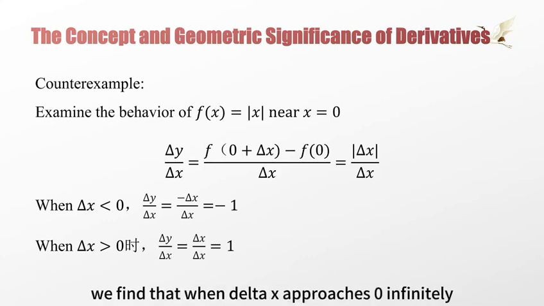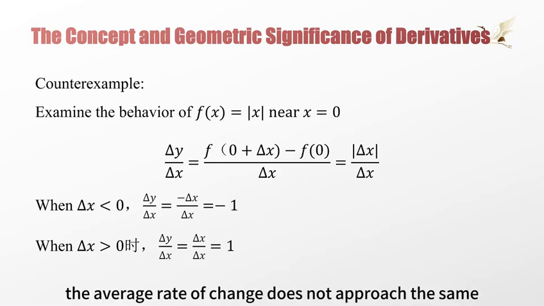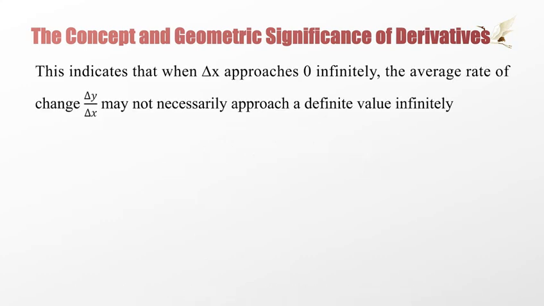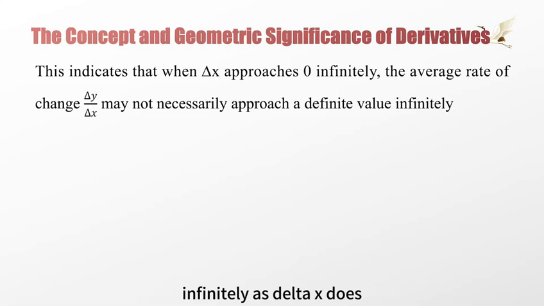We find that when delta x approaches 0 infinitely from both the negative and positive sides, the average rate of change does not approach the same definite value. This indicates that when delta x approaches 0 infinitely, the average rate of change, delta y compared to delta x, may not necessarily approach a certain value infinitely.